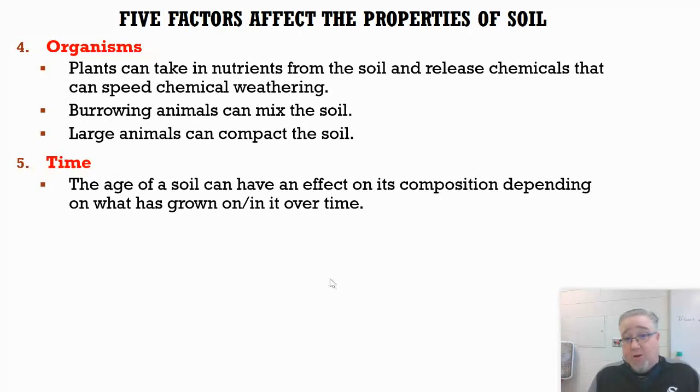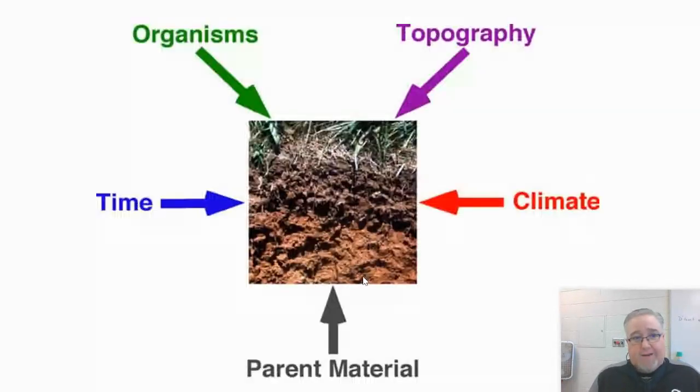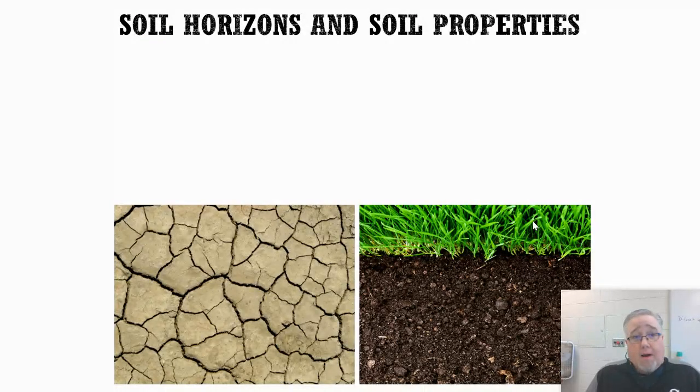And the final factor really is just time. I talked about this earlier. The older the soil, the more time it has to accumulate organic material and things like that. So time is a big factor that affects soil as well. So again, these are the 5 factors that influence and impact the types of soil that we have. All right.